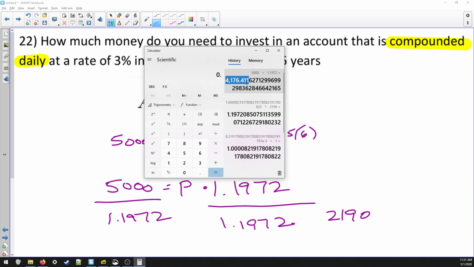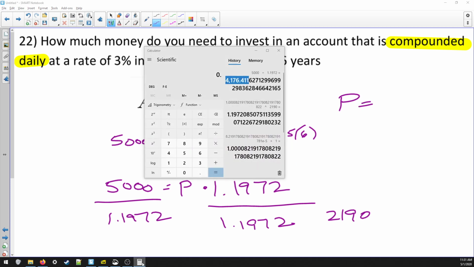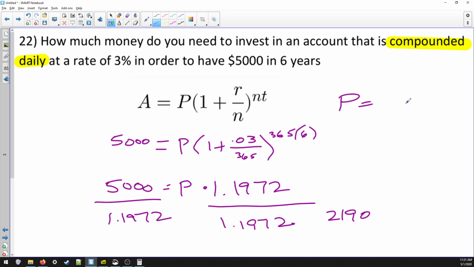That's my answer. P equals, what did I say it was? 4176. So you need to invest about $4,176. As the 6 years goes on, you'll slowly get interest, and at the end of the 6 years, you'll end up with $5,000. So that's a variation on 21. In 21, they gave you the starting number and asked you to find the ending number.